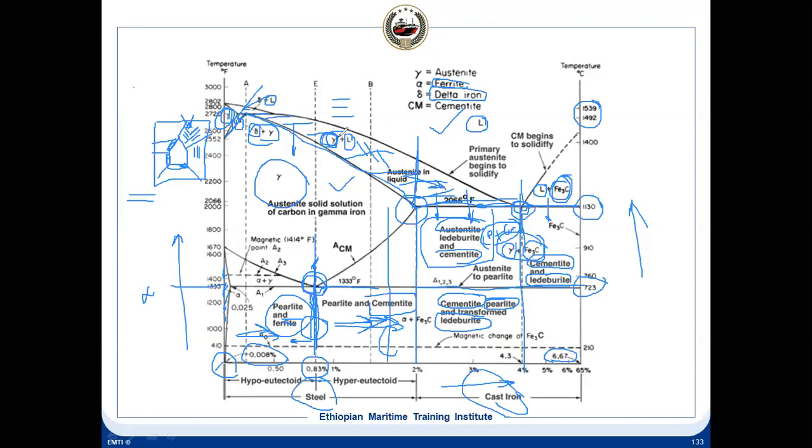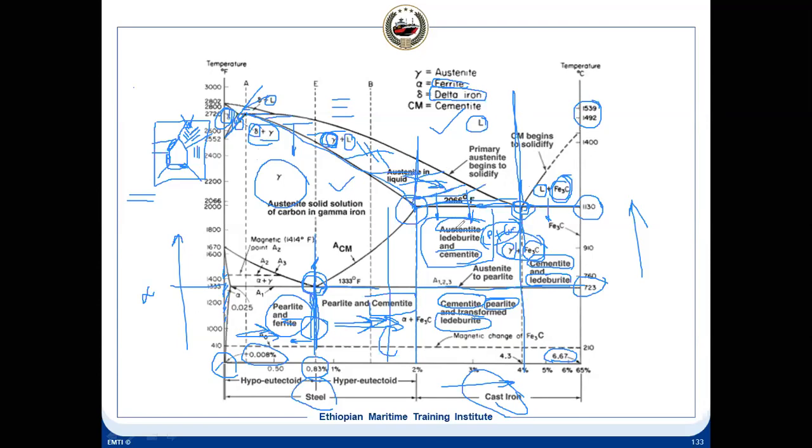This is solid. It means changing the state from liquid to this. So if you see this up to here, this is liquid, this is liquid flow plus some of the liquid that has solidified, which is austenite. But once it is 100% single phase austenite up to here, on this side, when it is here, it is austenite and liquid.